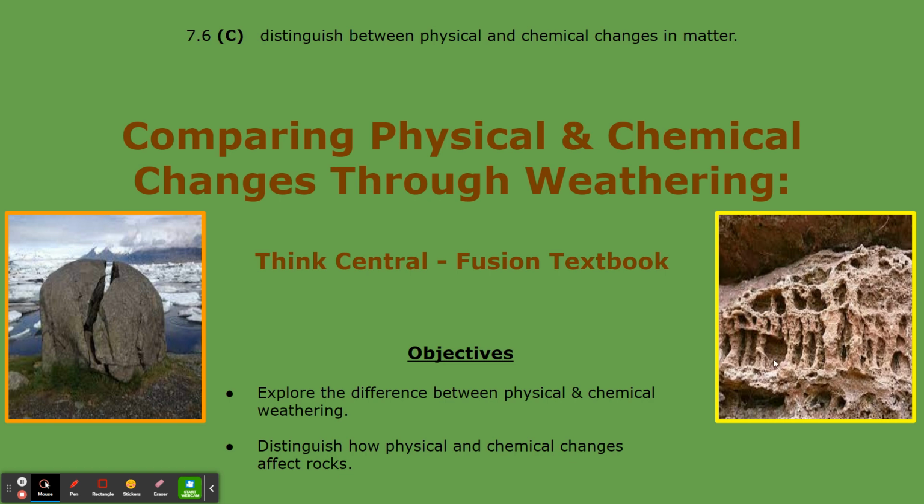So that acid rain is causing a completely different substance to form. That's why we call that a chemical change, or in this case, chemical weathering. Weathering, remember, what do we think? Weathering is when we're breaking down rocks, breaking down minerals, right? It's happening with the weather, right? So our second objective today is going to be to distinguish how physical and chemical changes affect rocks. So we're looking primarily at rocks.